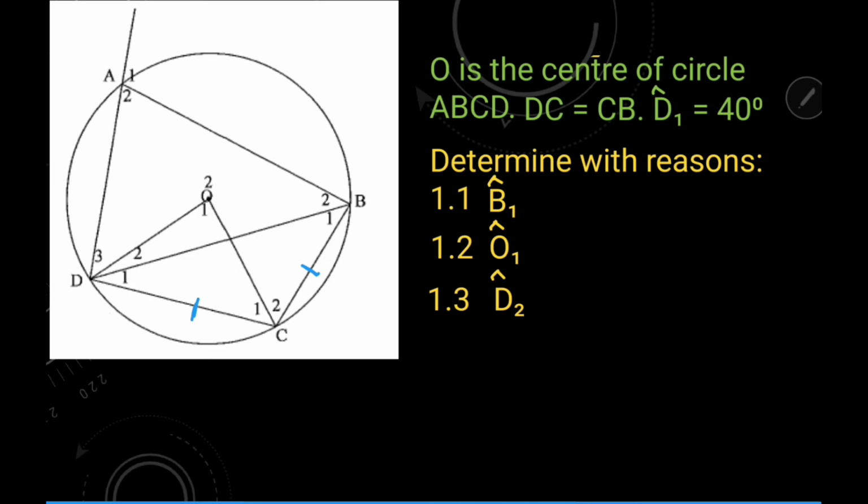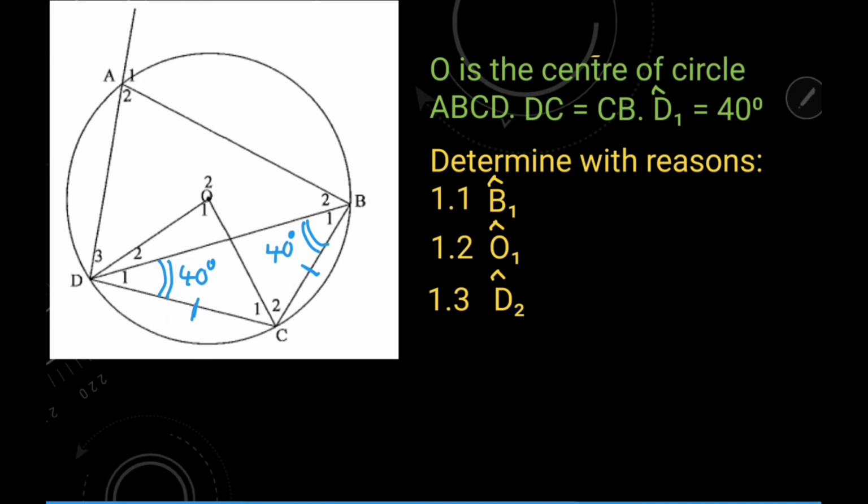Where the equal angles, these two angles are going to be equal. By just looking at the information, DC is equal to CB. And then they're telling me that D1 here is 40 degrees. I can already see that B1 is also 40 degrees. All right. So we want to find the size of the magnitude of angle D2.